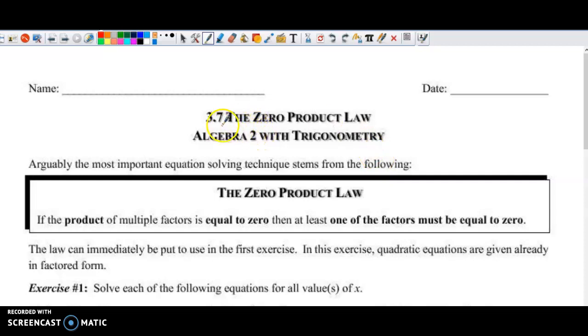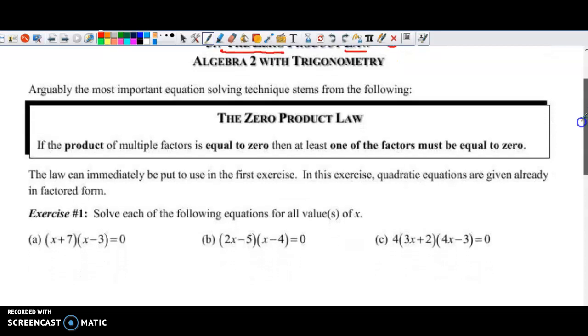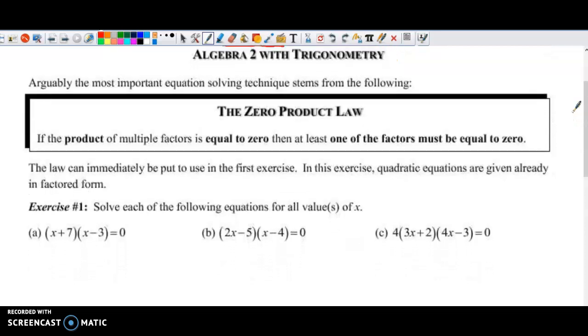We're continuing on with the zero product law. I don't know how much of a law this is. Sometimes books will call these properties. Zero product property, which is kind of fun to discuss. But anyway, you're probably familiar with this from a long time ago: as long as one of the two numbers is equal to 0, the product of those two numbers must be 0.